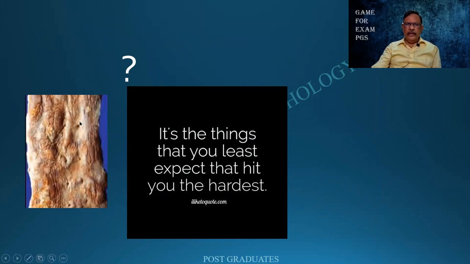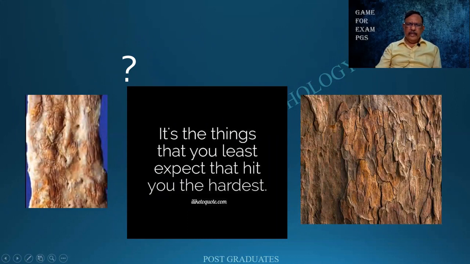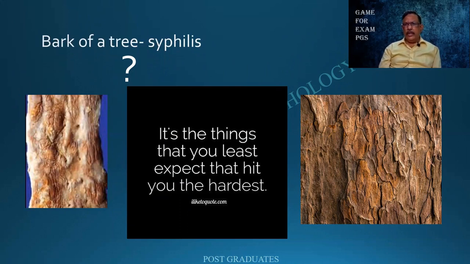What are we seeing over here? Sure that it's the aorta. I am able to see the multiple ostia of the blood vessels. It is the things that you least expect that hit you the hardest. Any idea what it is? And what is this, by the way? It is another natural structure, the bark of a tree. You find that this kind of an appearance is there. So I hope you people will be able to make a diagnosis: bark of a tree appearance, classical of syphilis. Why it happens, etc., you will have to go to cardiovascular syphilis and read up.